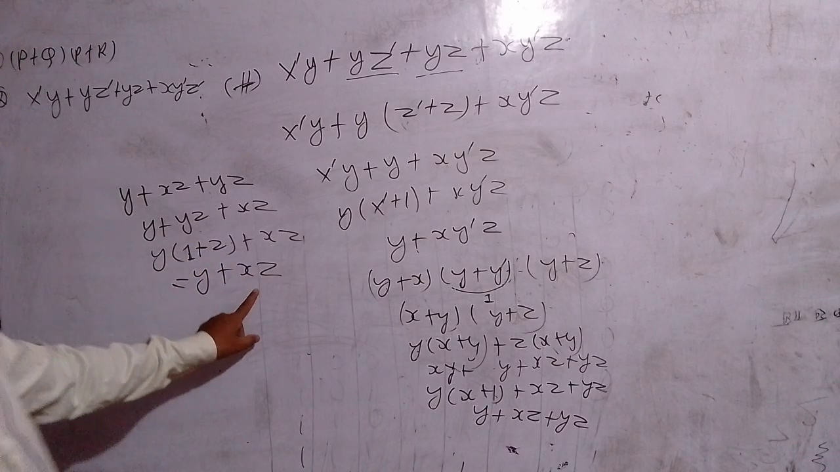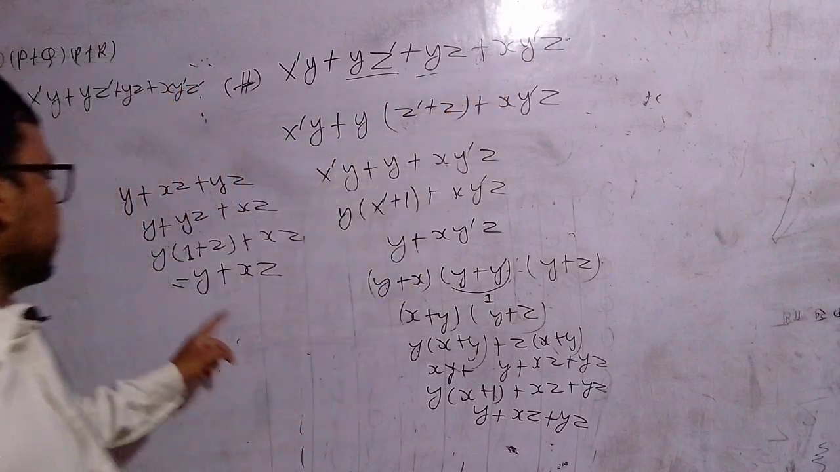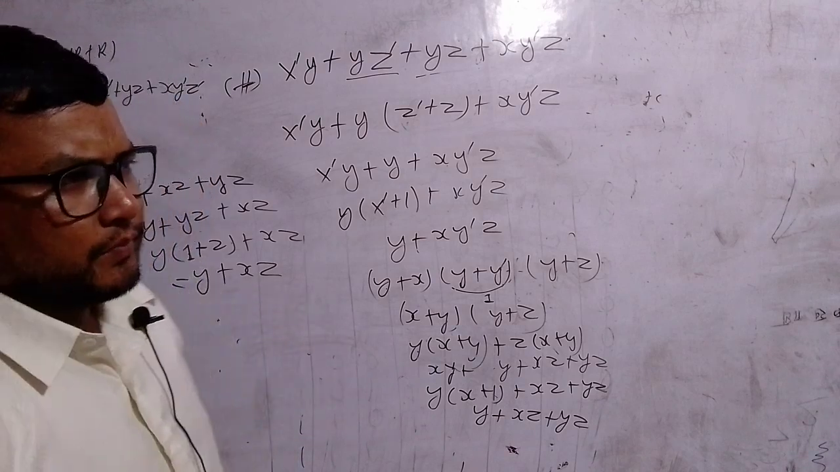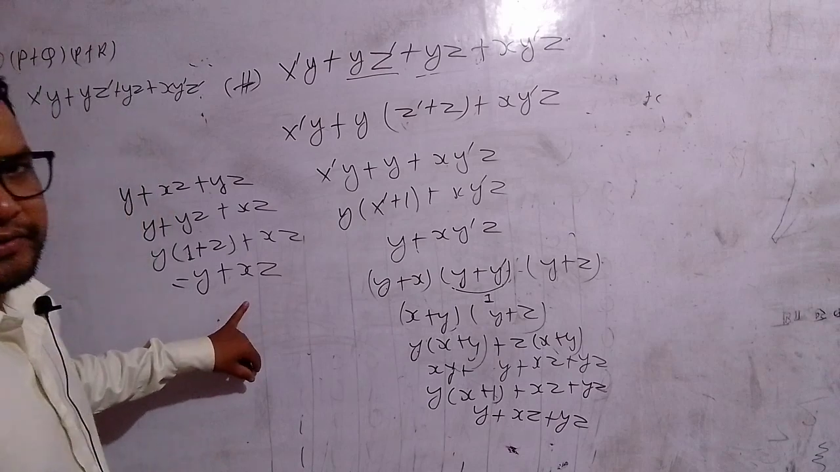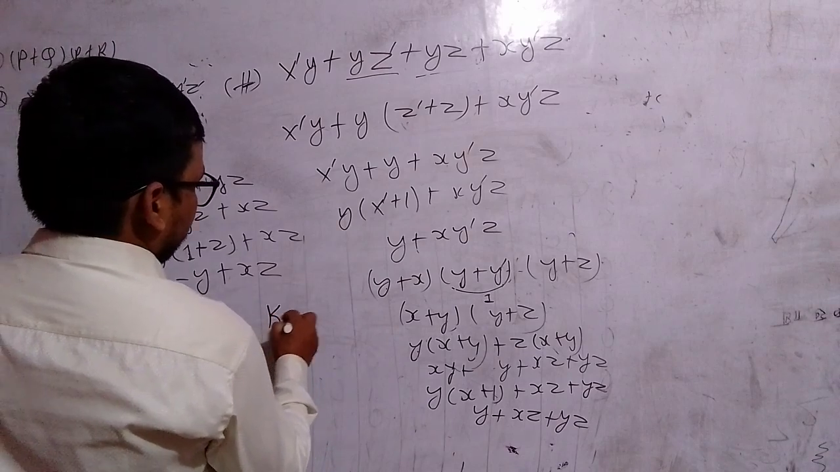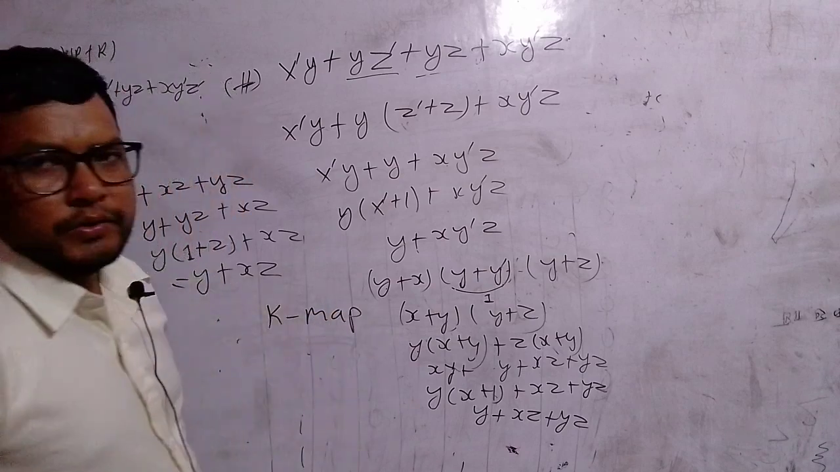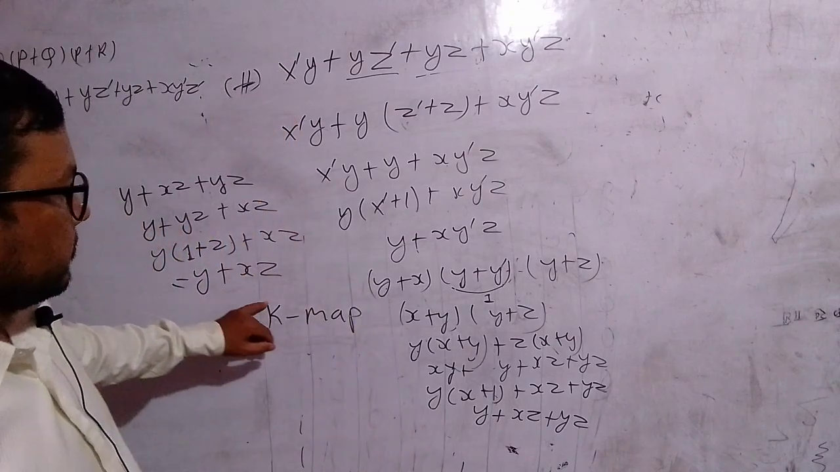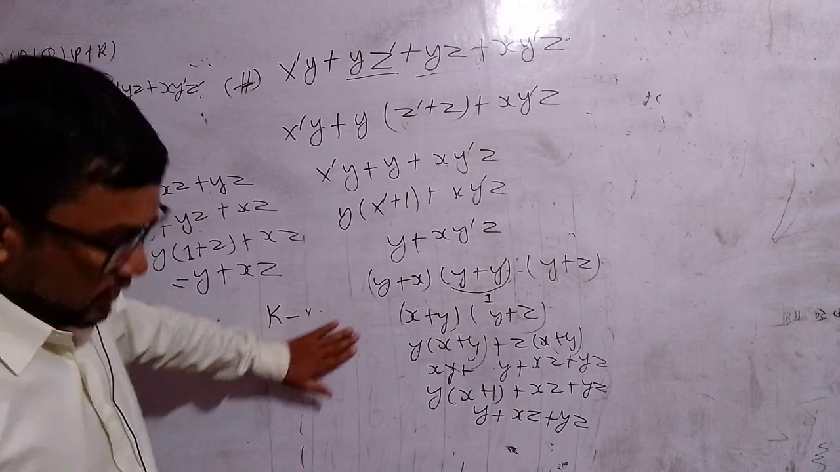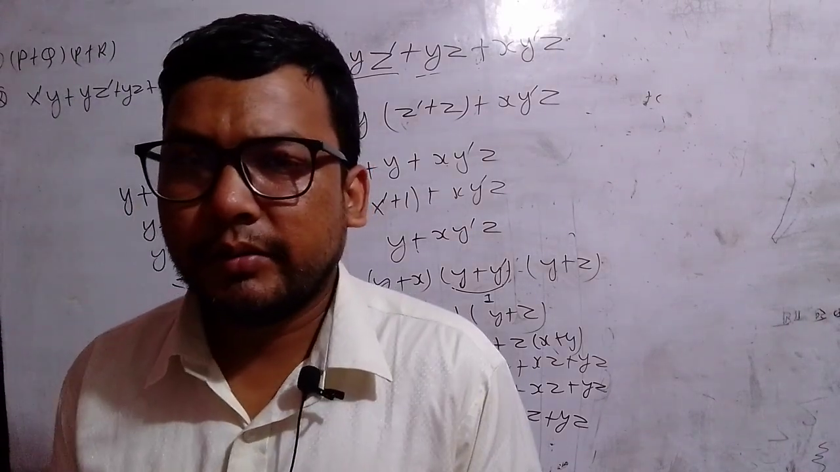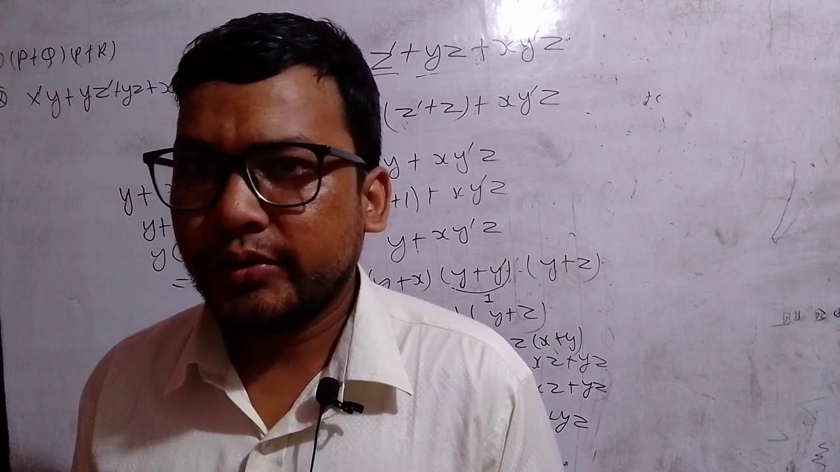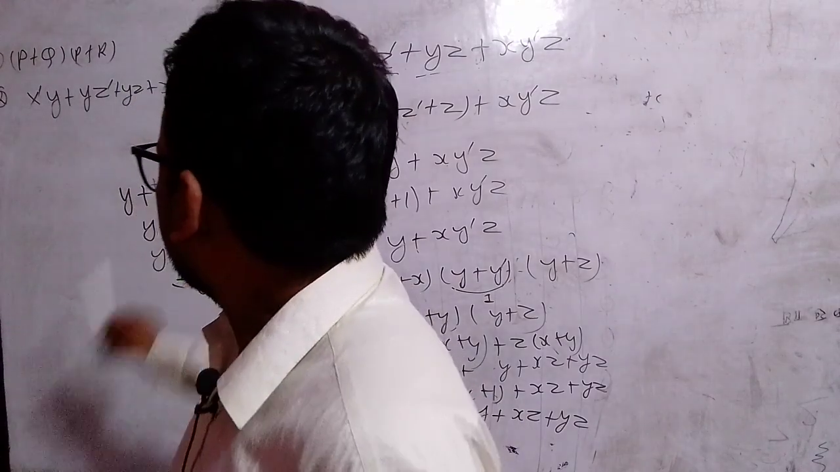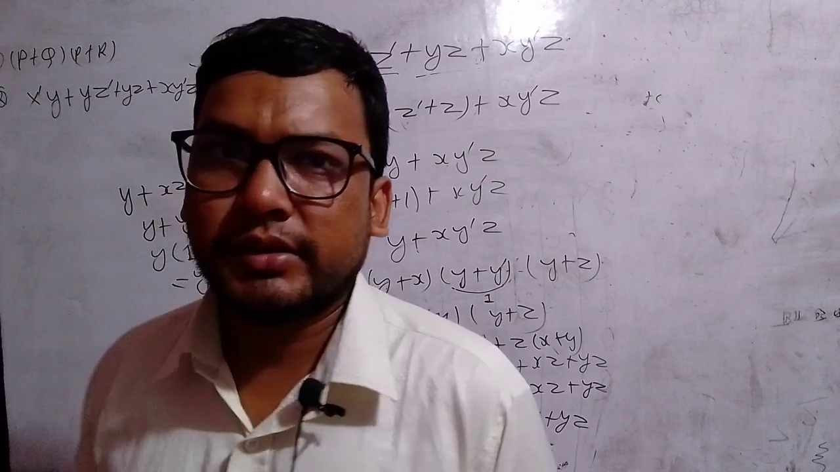Now Y plus XZ: this complex structure can be reduced to this structure by using the Boolean laws. There is also a method to get this simplified form, which is called the K-map, but it is not mentioned in our syllabus, so this was sufficient to learn. Today we have learned the laws of Boolean expressions and how to use them to simplify complex Boolean expressions to logical expressions.